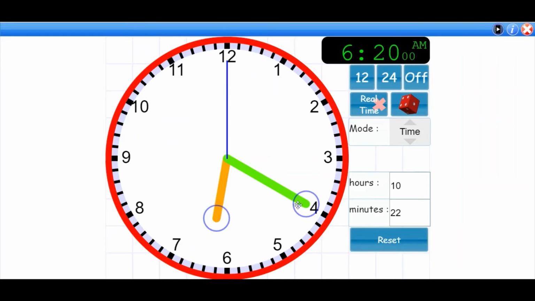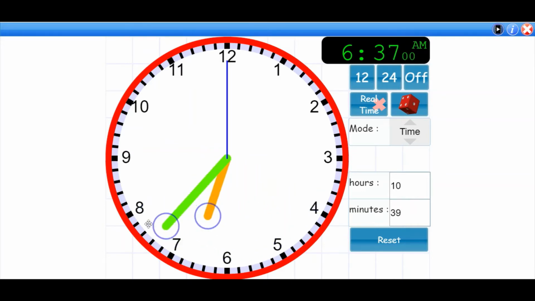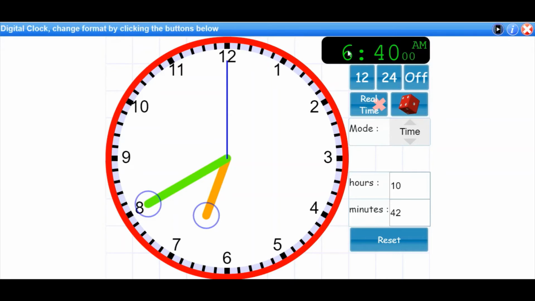If I move round to the opposite side, remember we're in a mirror, so this was 20 past, this would be 20 to 7. Now, instead of saying 20 to 7, it's actually still within the hour of 6. Okay, so on a digital clock, the hour stays the same until we get to the next one.